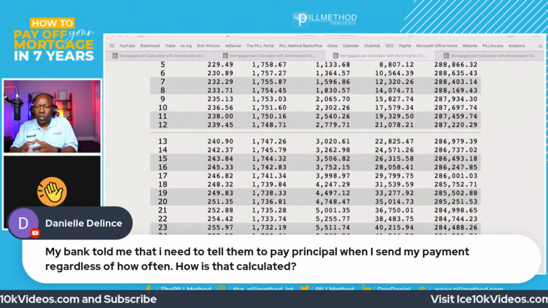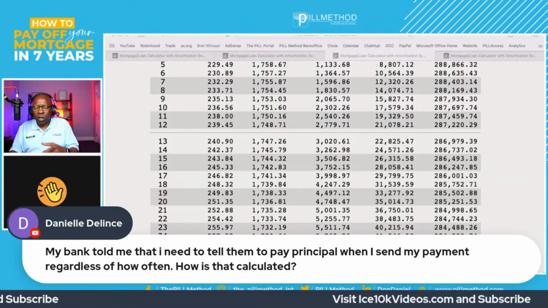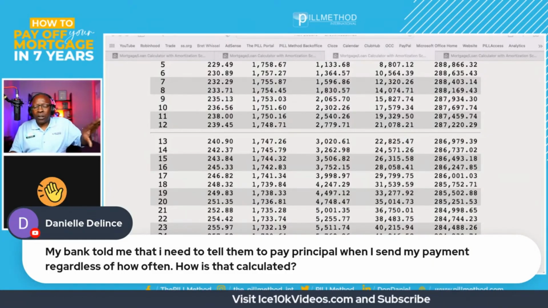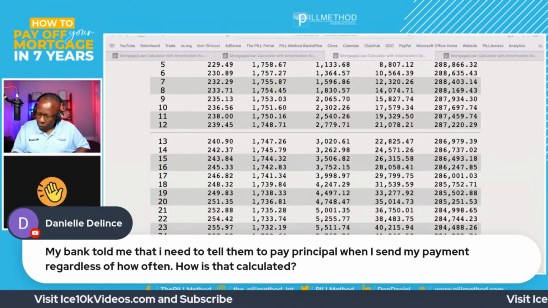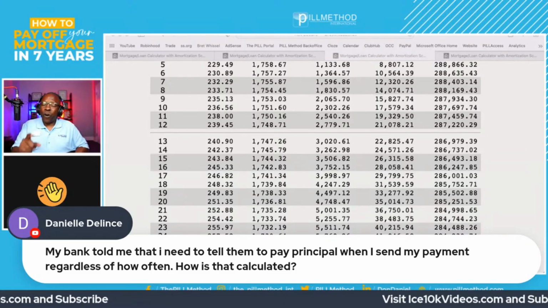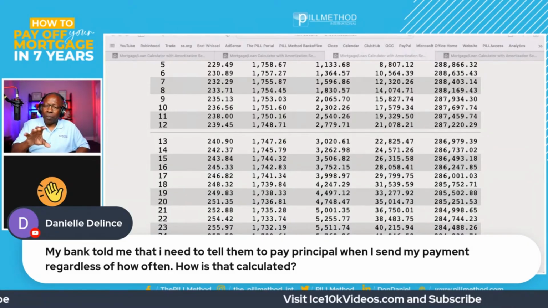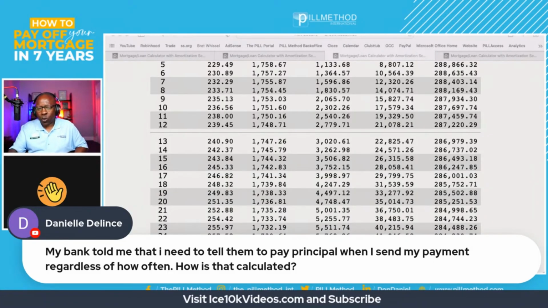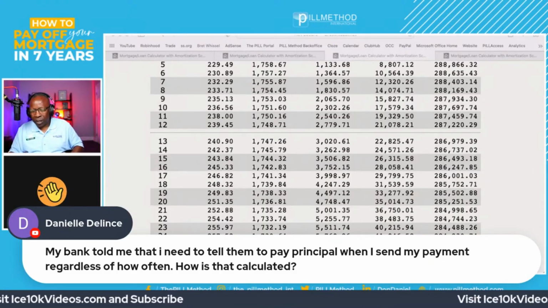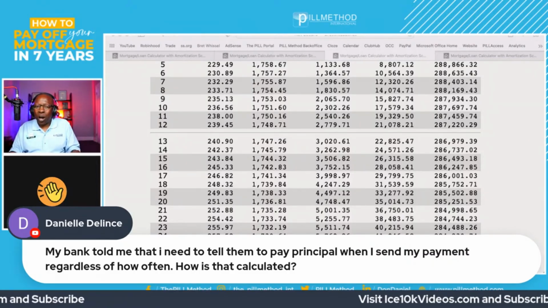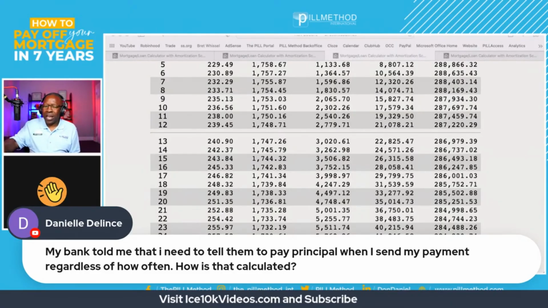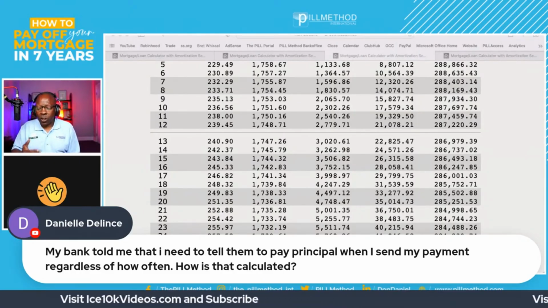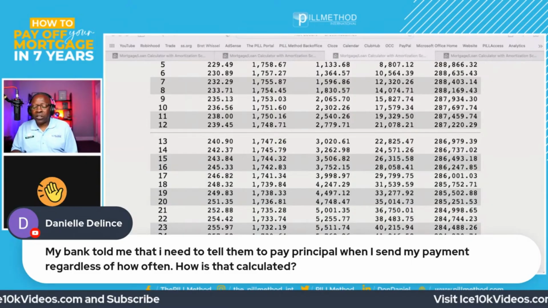What they want you to do is let them know that any extra money you send them, you want applied to principal, because the default is, I don't know why this is, folks, but the default is to take the money and put it in your escrow account. Why shouldn't the default be putting the extra money on the principal payment? But that's not their default. Their default is to put it in the escrow account. So that's why they're asking you to do that. It's calculated the exact same way.